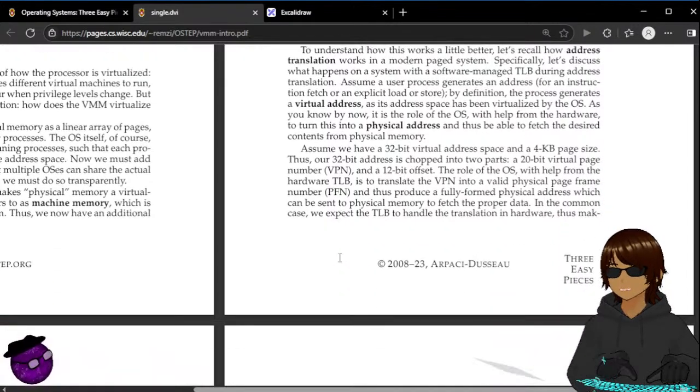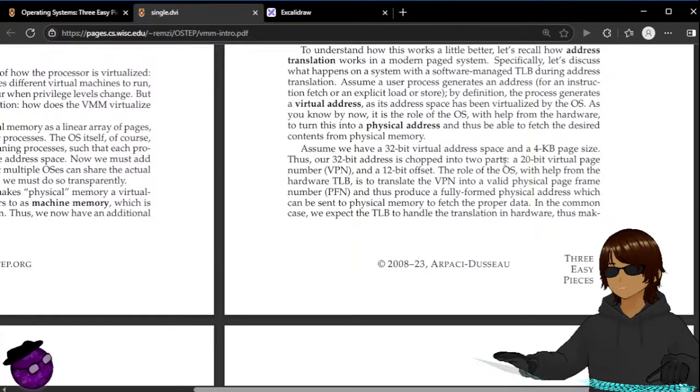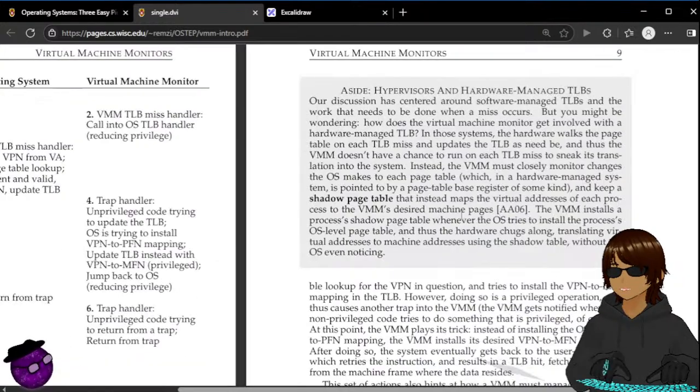Assume we have a 32-bit virtual address space and a 4 kilobyte page size. Thus, our 32-bit address is chopped into two parts: a 20-bit virtual page number, VPN, and a 12-bit offset. The role of the OS with help from the hardware TLB is to translate the VPN into a valid physical page frame number, PFN, and thus produce a fully formed physical address which can be sent to physical memory to fetch the proper data.